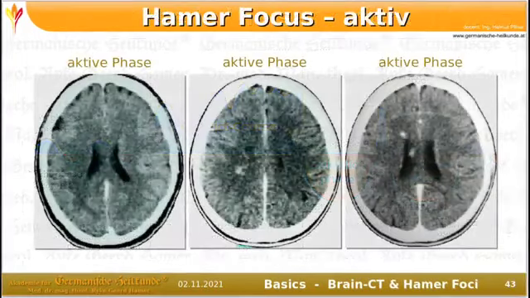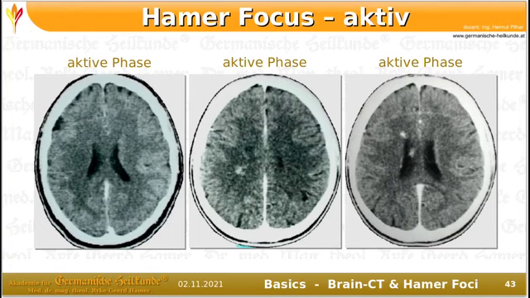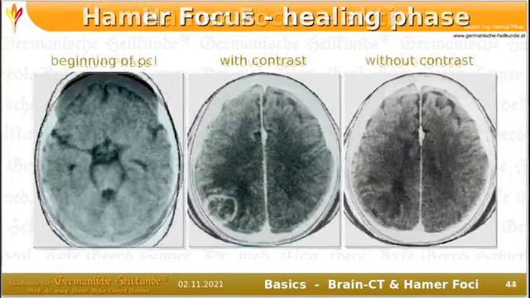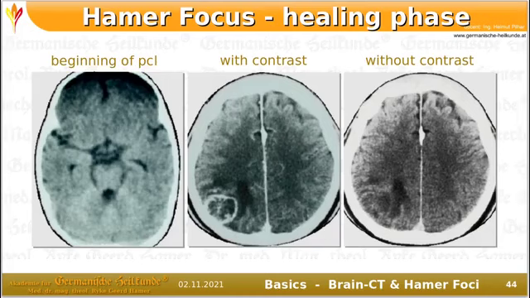Hamer focus active. The specific thing about the Hamer focus in the active phase is as if concentric circles were drawn with a sharp pencil. Sharp-edged, that is the criterion for the active phase. While here in the photo, it is far from sharp-edged. We can still see the ring structure, but edema is already stored there.